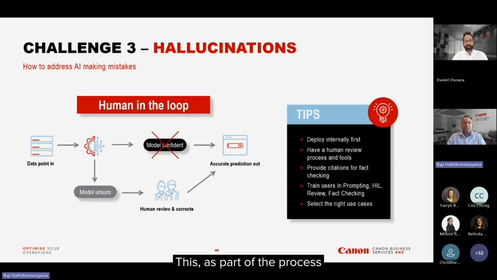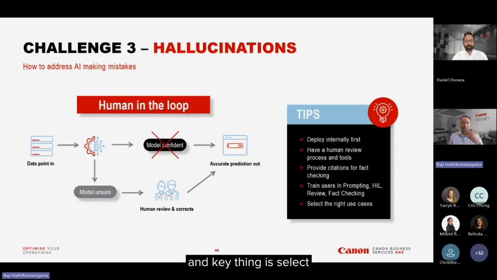As part of the process, provide citations. If you're using AI that's connected to a knowledge base, it'll give an answer back, but do you have the links to the source? You need to validate the source. And train users on prompting, human in the middle review, and fact checking.